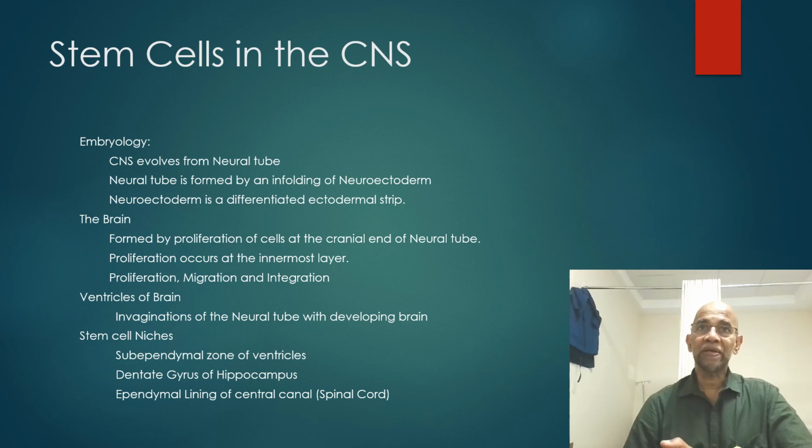The ventricles of the brain are actually invaginations of the neural tube, pulled along during brain differentiation. This helps us to understand that stem cell niches are found in certain locations, basically locations which are derived from the lining of the neural tube. You have the subependymal zone of the ventricles. You have the dentate gyrus of the hippocampus, and even the ependyma lining the central canal of the spinal cord.